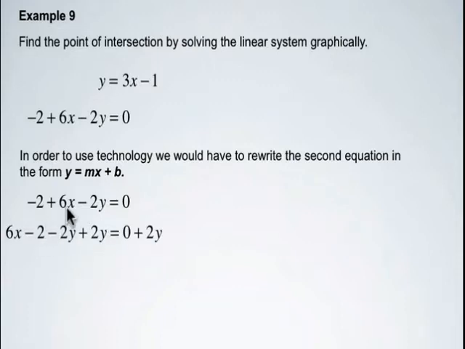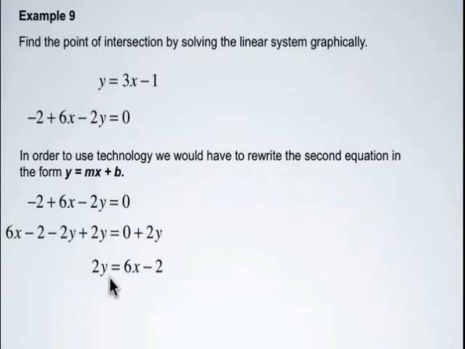We could instead subtract 6x and add 2 to both sides if we wanted to, and then divide by -2, but this way is a little bit easier. And so the right side of this equation, I'm going to switch over to the left side of the next line, and 0 plus 2y is 2y, and 6x minus 2y plus 2y simplifies to be 6x minus 2.